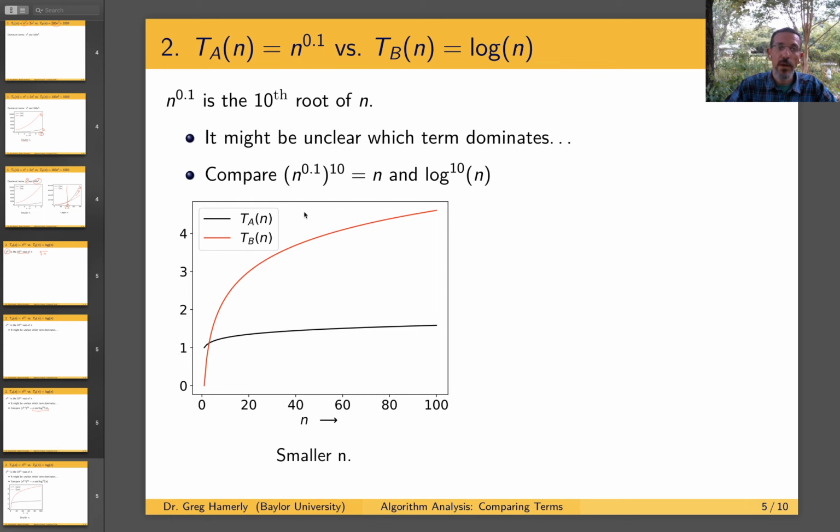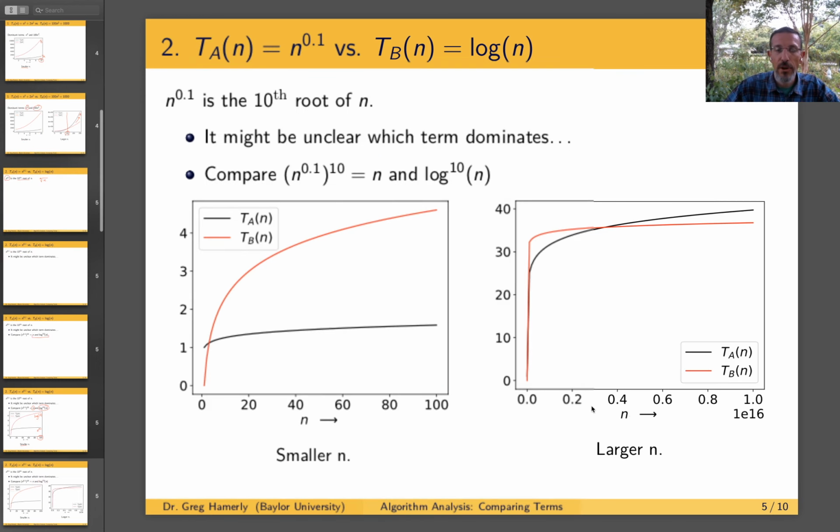Or in the previous lecture, we know that n is dominating a log to a constant power of n. So when n is small, say n up to 100, notice that n to the 0.1 is down here, and this is log of n. But if we punch n up to a much larger value, notice that this is a very large value of n. This is 10 to the 16th, in other words, 1 followed by 16 zeros.